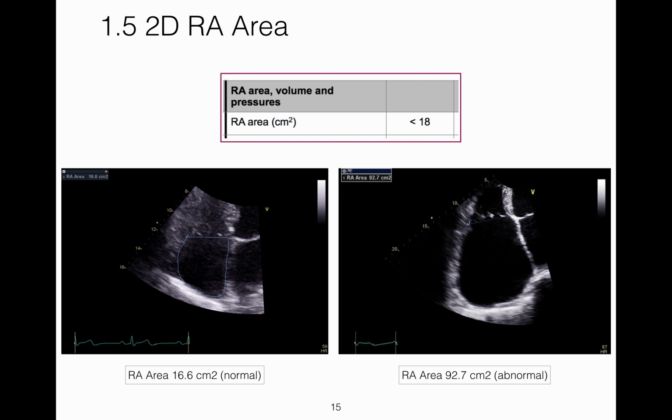The images at the bottom of the screen show 2 RA area measurements. The image on the left of the screen shows a normal RA area. The image on the right, a clearly abnormal RA area measurement.